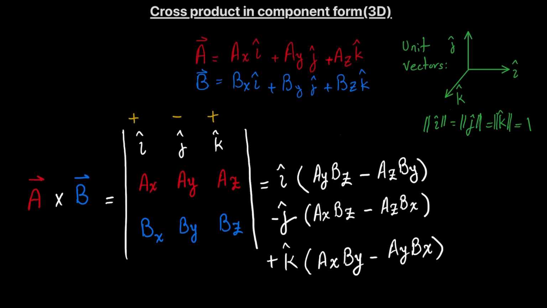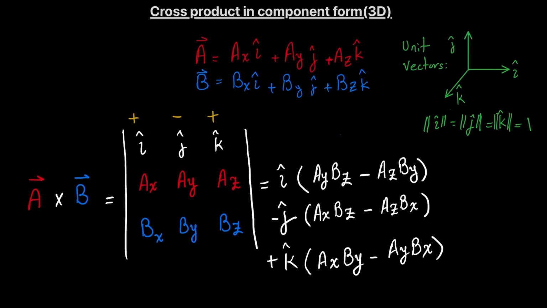The next piece of the puzzle is how we deal with the cross product in what we know as the component form, as a vector equation. So here I'm given vector A in the component form as ax i hat plus ay j hat plus az k hat. Similarly, vector B is given as bx i hat plus by j hat plus bz k hat.